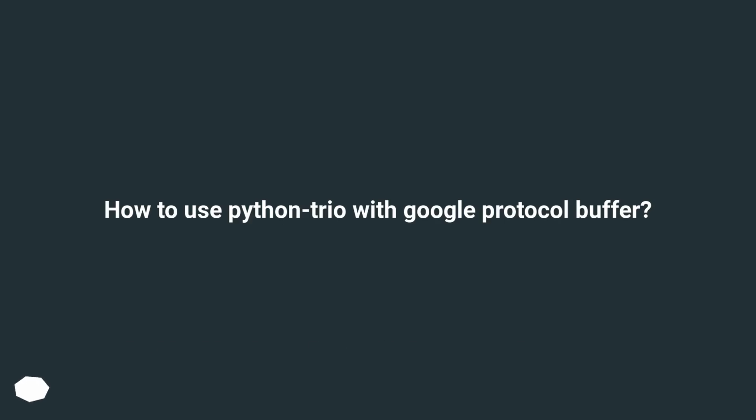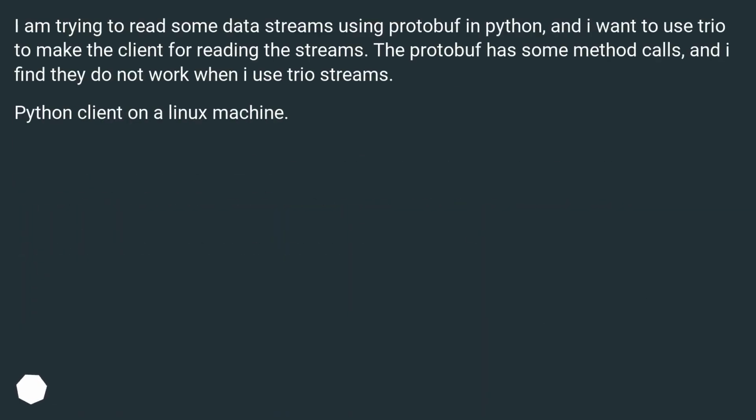How to use python-trio with Google Protocol Buffer. I am trying to read some data streams using protobuf in Python, and I want to use Trio to make the client for reading the streams. The protobuf has some method calls, and I find they do not work when I use Trio streams. Python client on a Linux machine.